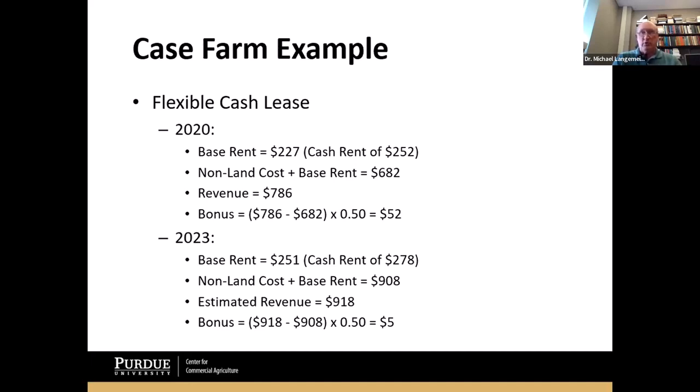So it's a bigger threshold. The cost went up. We have a bigger threshold we have to meet in terms of the revenue. Estimated revenue, with price projections and estimated yields, is $918. And so it appears in 23, we might get a small bonus. But like I said, that could disappear here if price is a little bit lower or yields a little bit lower than my projections here. I did these projections just a few days ago.